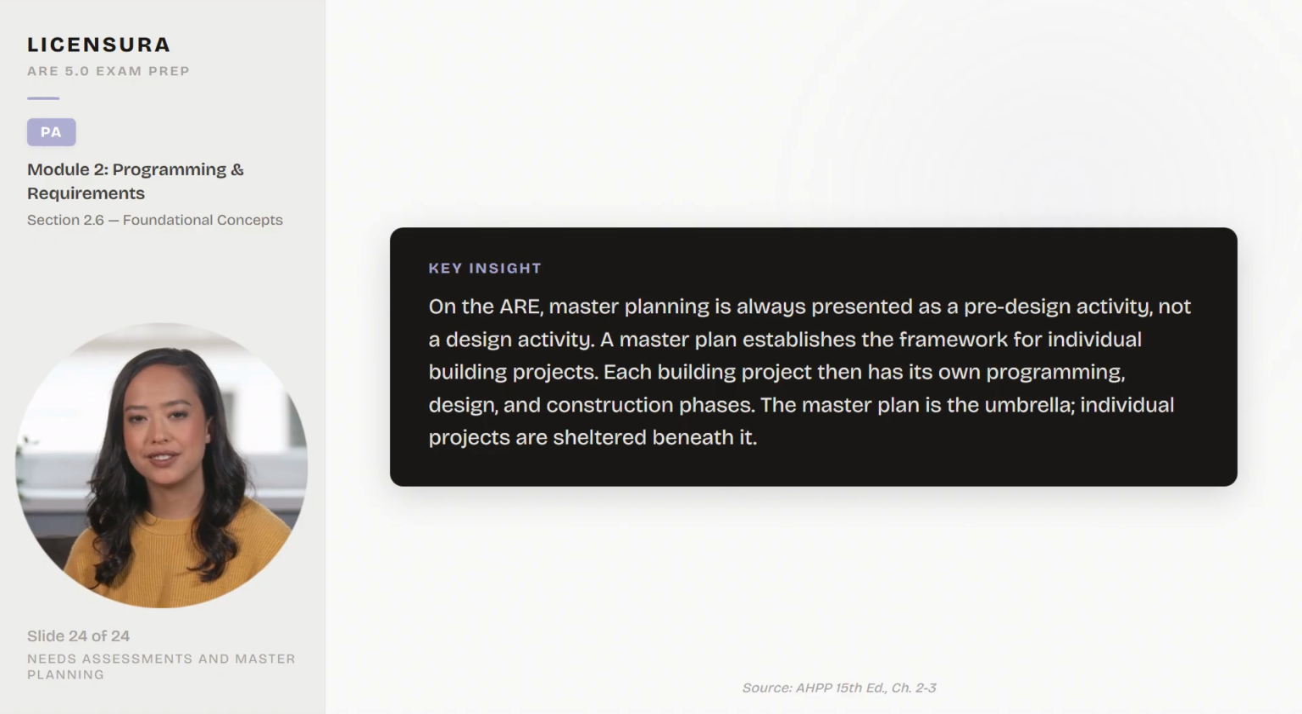Here's the key insight. On the ARE, master planning is always presented as a pre-design activity, not a design activity. A master plan establishes the framework for individual building projects. Each building project then has its own programming, design, and construction phases. The master plan is the umbrella. Individual projects are sheltered beneath it.